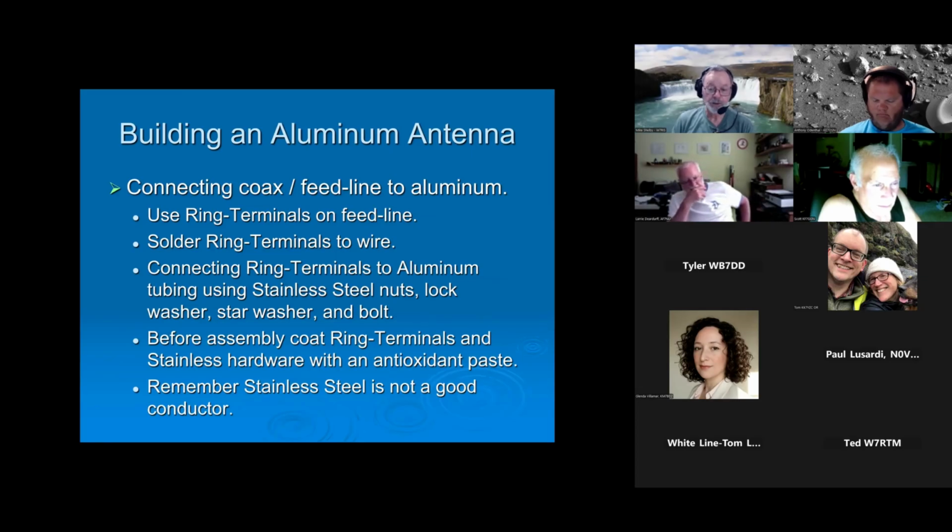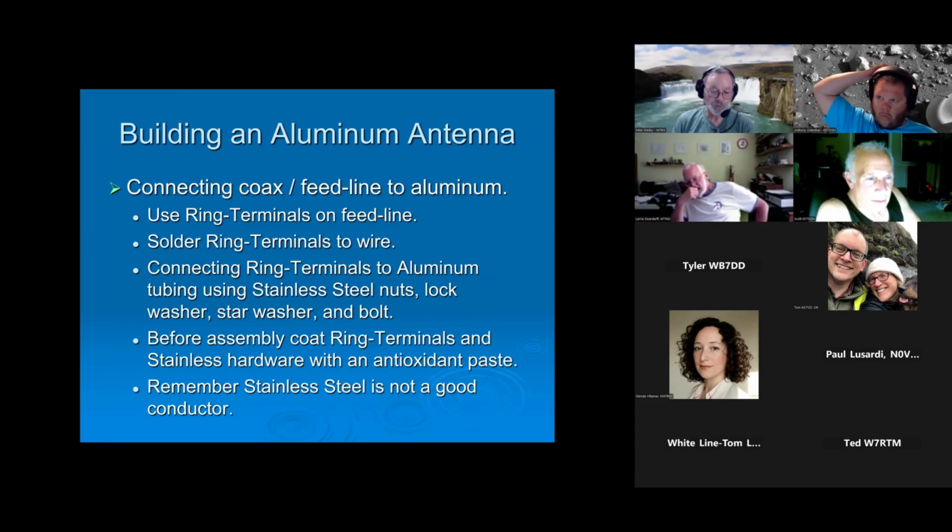So, connecting the ring terminals to aluminum tubing using stainless steel nuts and bolts. Well, stainless steel nuts and bolts are not very good. So you want to make sure that path is as short as possible to get from your connection to that aluminum. That really helps. The smallest connection you can make, or the least amount of standoff you have there, the better you are as far as getting a good connection into the feed point of your antenna.